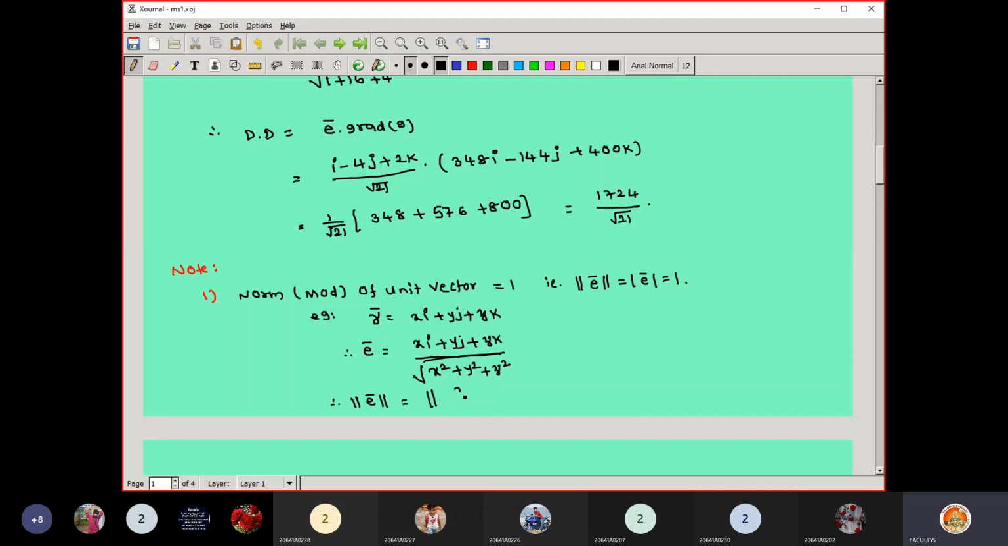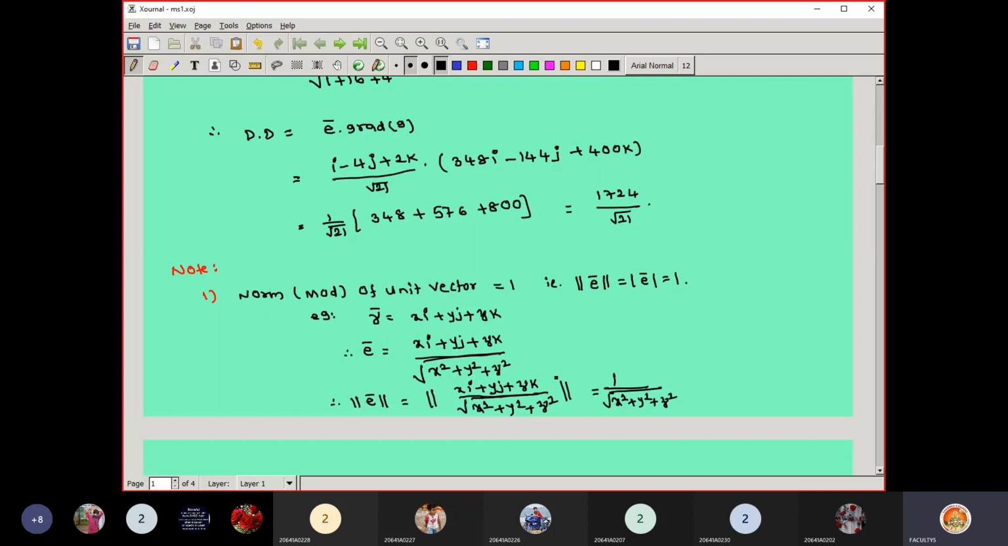So what about this? xi plus yj plus zk, totally divided by under root of x square plus y square plus z square. For this calculated unit vector, once again you are calculating the norm. Remember, norm is calculated only for the vector. Here the numerator is a vector and the denominator is nothing but a constant, so you can take it outside, under root of x square plus y square plus z square, out of the norm.